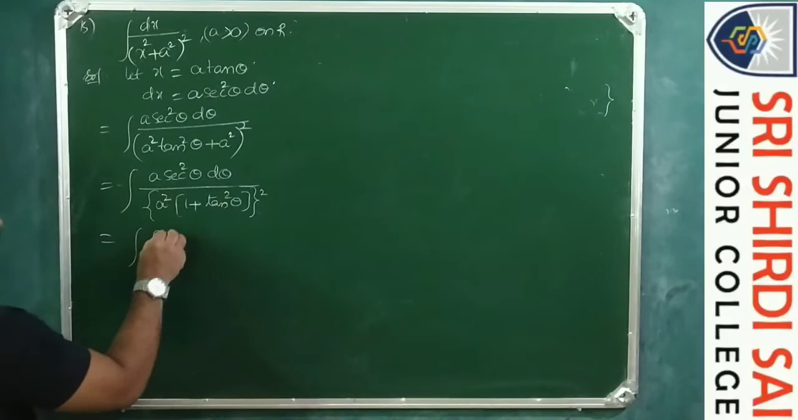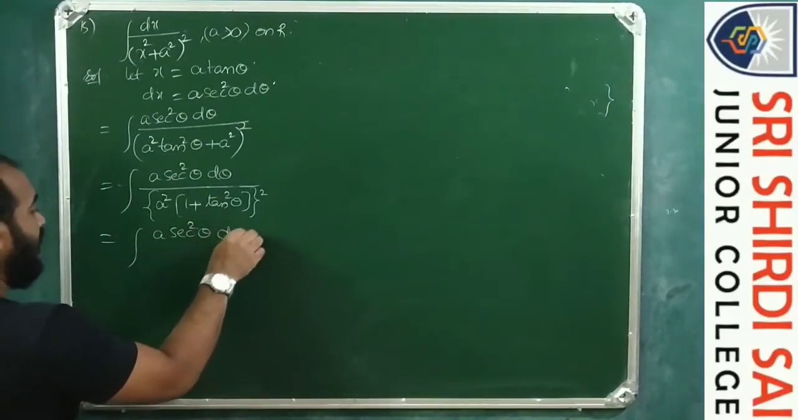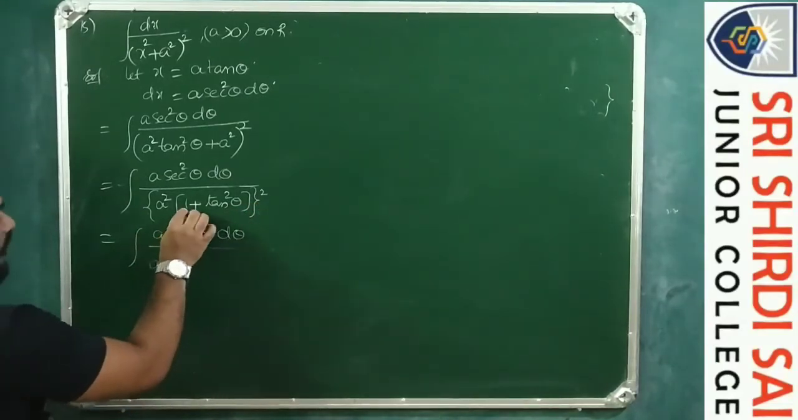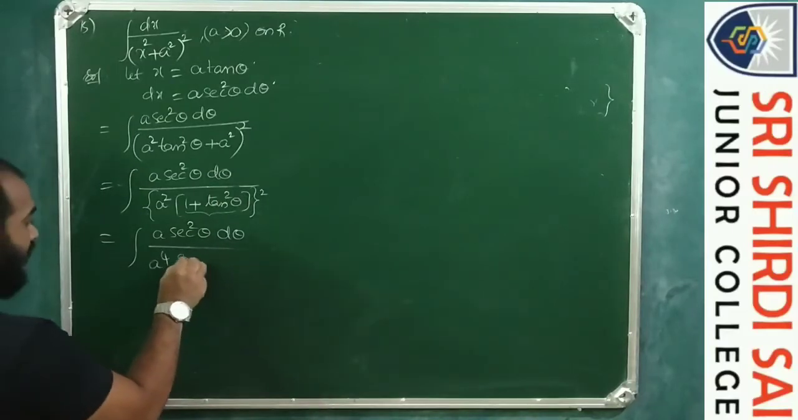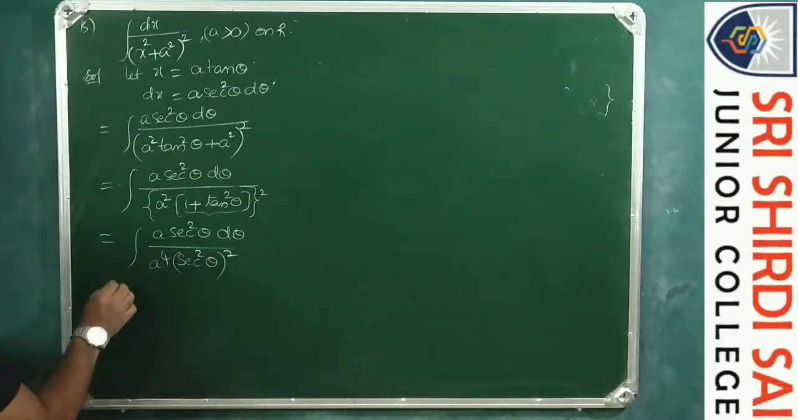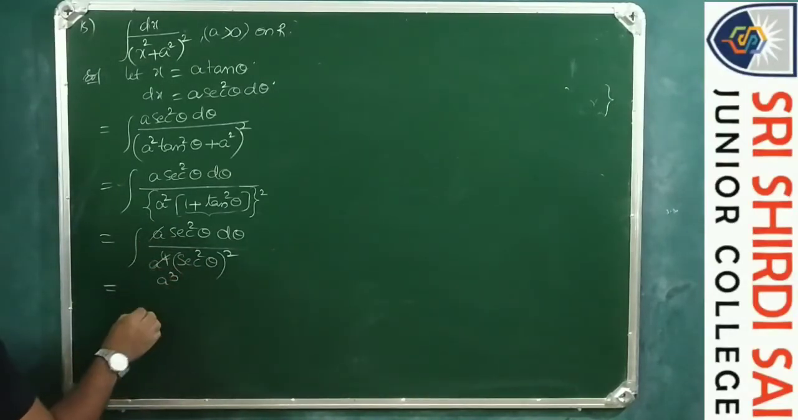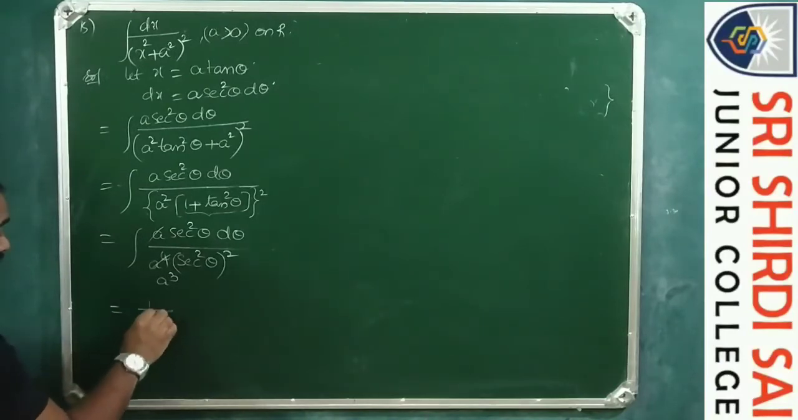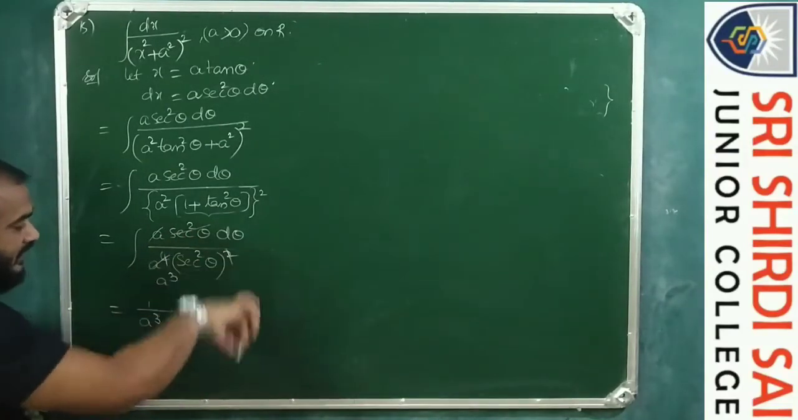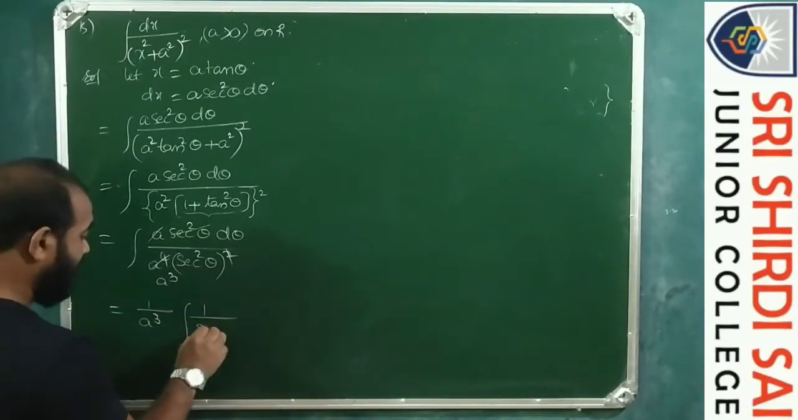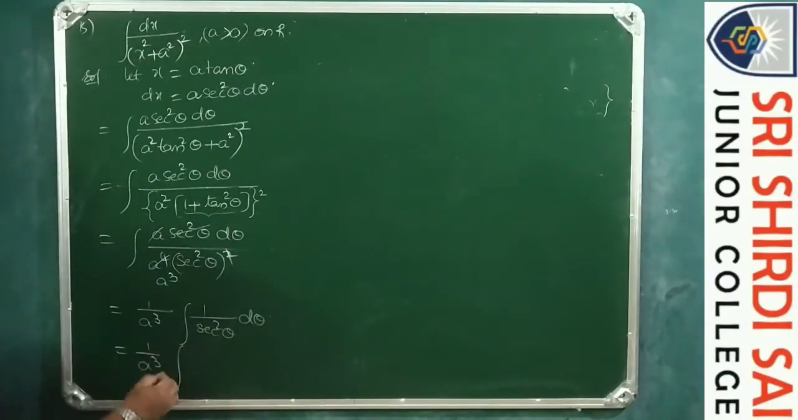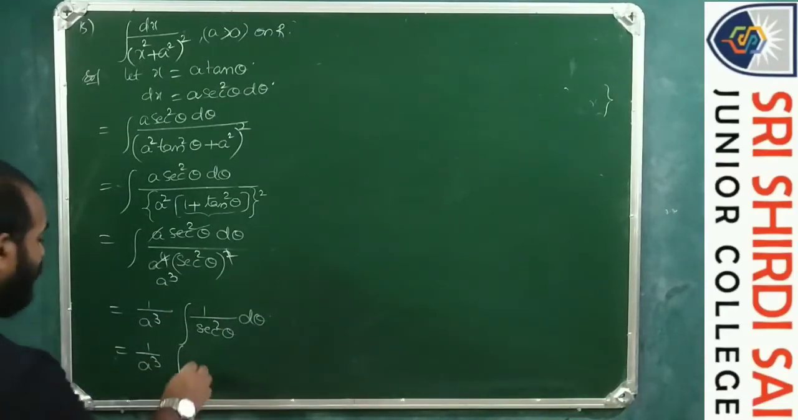So this is a secant square theta d theta by (a square) whole square, which is a power 4. So 1 plus tan square theta is secant square theta whole square. So this is a cube times, so this is equal to 1 by a cube integral secant square theta by secant power 4 theta. So this gets cancelled. So here this is 1 by secant square theta d theta. So 1 by a cube, 1 by secant square theta is cos square theta d theta.